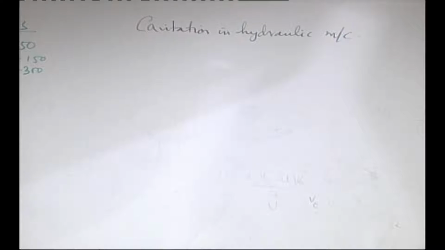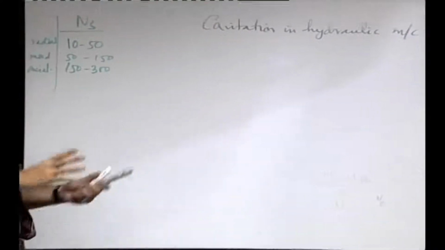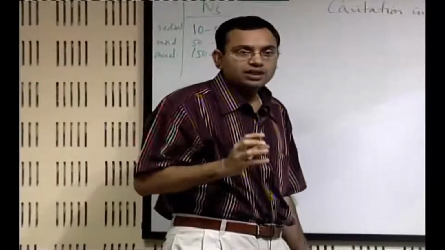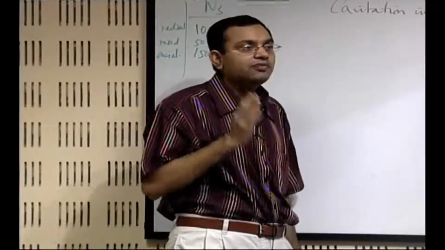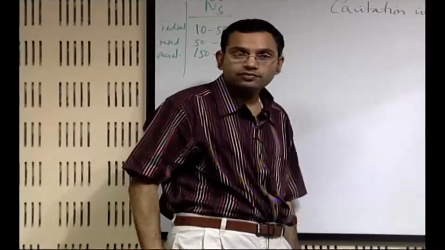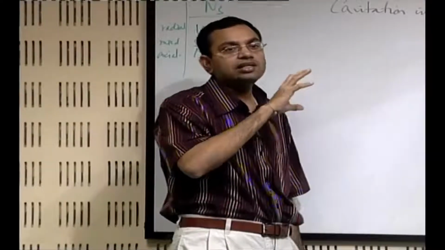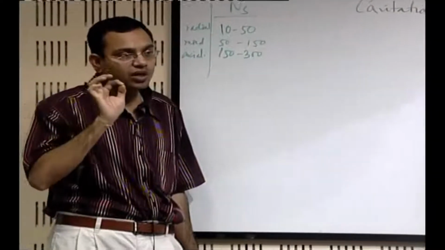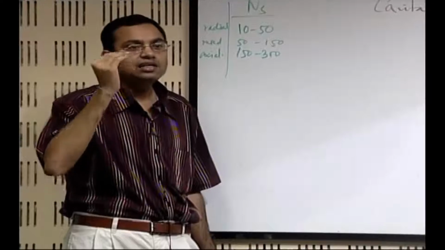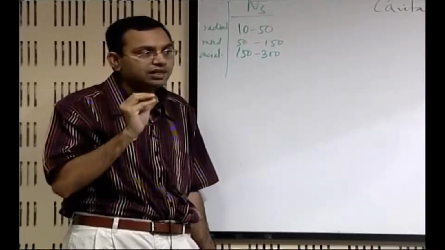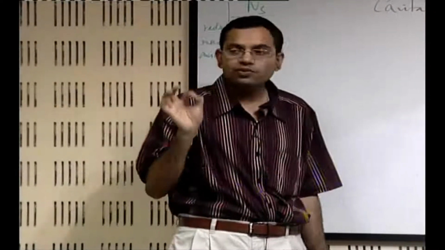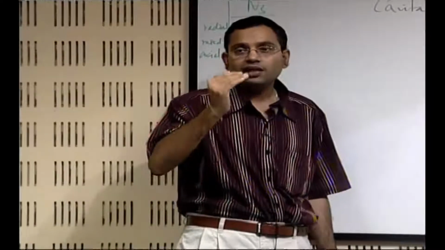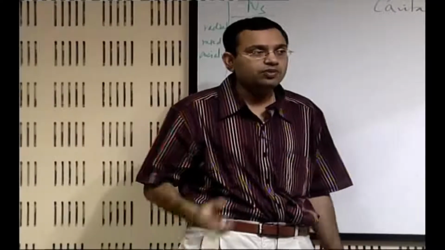So what is cavitation? Say you have a hydraulic machine in which at some point the pressure falls below the vapor pressure at the prevailing temperature. Say the machine is handling liquid water, and at a given point the pressure becomes low enough such that it is less than the corresponding vapor pressure. Vapor pressure is a function of the temperature, so for a particular temperature you will have a particular vapor pressure. Let us say that the pressure is below the vapor pressure, then what will happen?